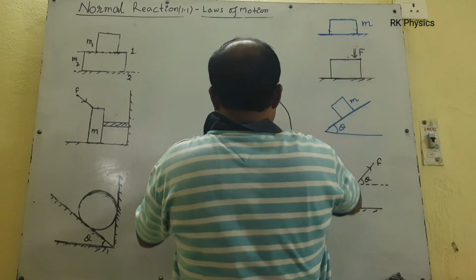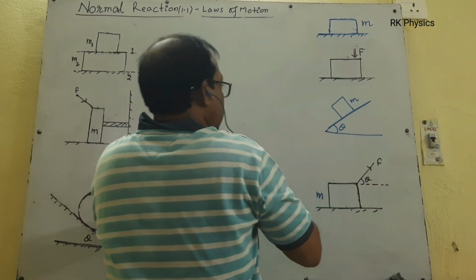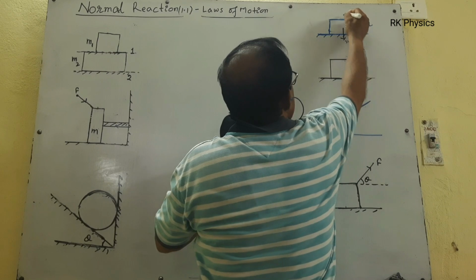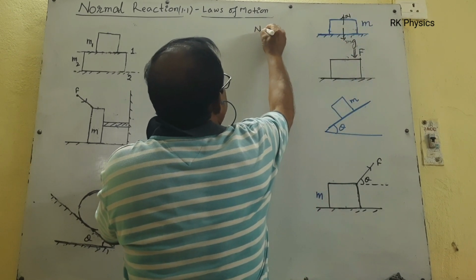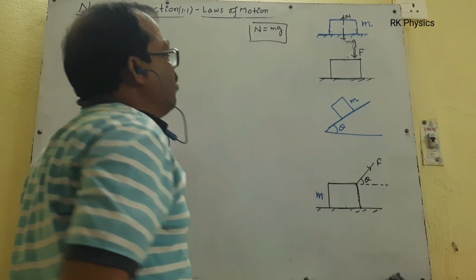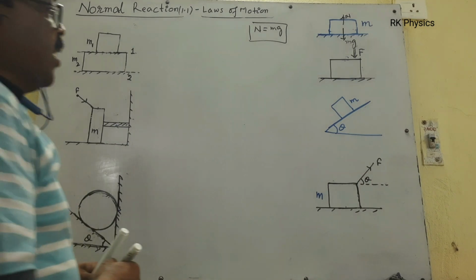Mass M is placed over a smooth surface. Weight mg is vertically down and normal reaction is N. Very simple case, N equal to mg. So this is your normal reaction in the first figure. Okay. Come to the second figure.